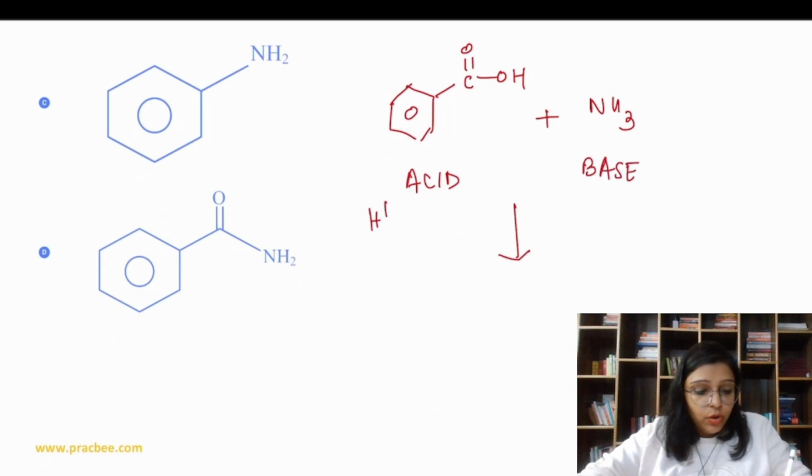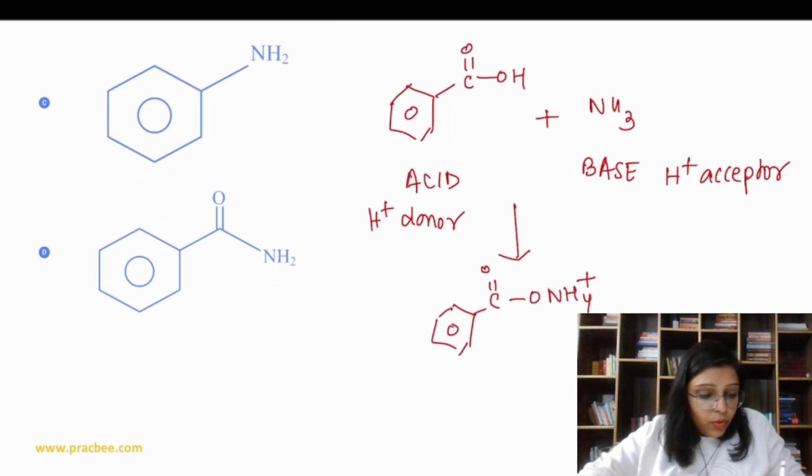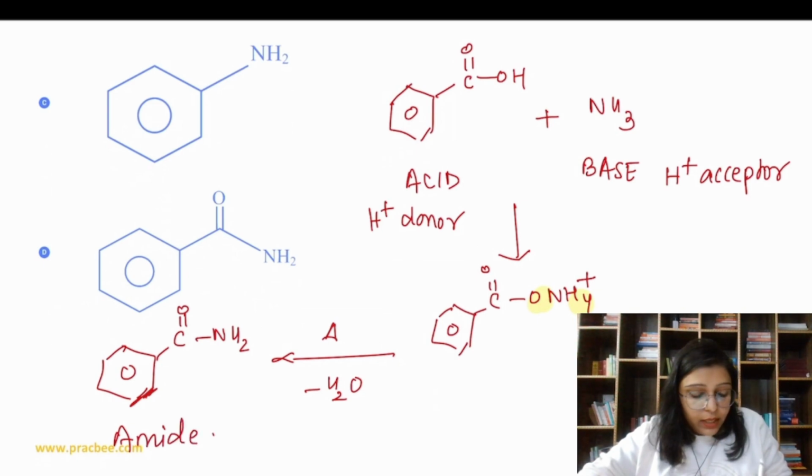So acid means proton donor and base means proton acceptor. So we write C double bond O NH4 positive. Right. Now on heating we are going to remove water. So on heating, hydrogen is removed from this and oxygen is removed from here. So we get this one, C double bond O NH2. So this is amide. Clear? This is amide.